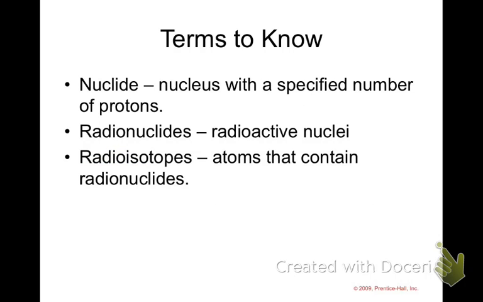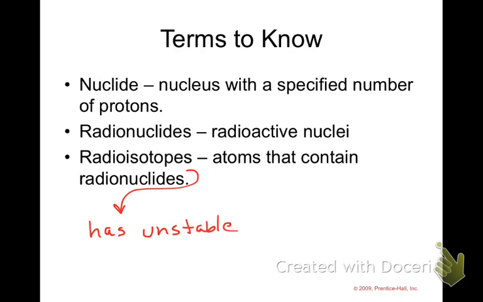Okay, so terms to note: nuclide, nucleus with a specified number of protons. A radionuclide is a radioactive nuclei. Radioisotopes are atoms that contain radionuclides. Another definition for this radioisotope is, and this might make a little bit more sense.